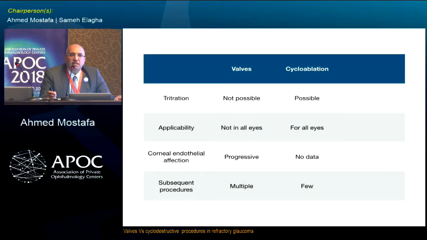Is it possible to titrate the valve to work or not? Unfortunately, we can't. It can induce pressure elevation or hypotony. But with the cycloablation, I can treat 1 quadrant, 2 quadrants, 3 quadrants. I can make a deal with the patient. I'll go slowly. And what about the applicability? Valve is not for all eyes. When the conjunctiva is scarred, post-vitrectomy, and there is a buckle, how are you going to place a valve? You can't. Theoretically you can, but on the ground you can't. But for cycloablation, it is always possible. No one is not a contraindication.